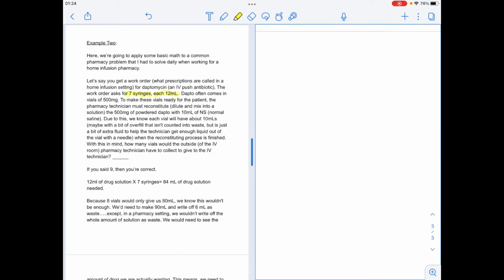Basically, just to recap on why this happens, let me just draw this. Oh, I'm still in highlighter, sorry. Here we have our vial. Excuse my bad drawing. And that's going to be our vial of Dapto.